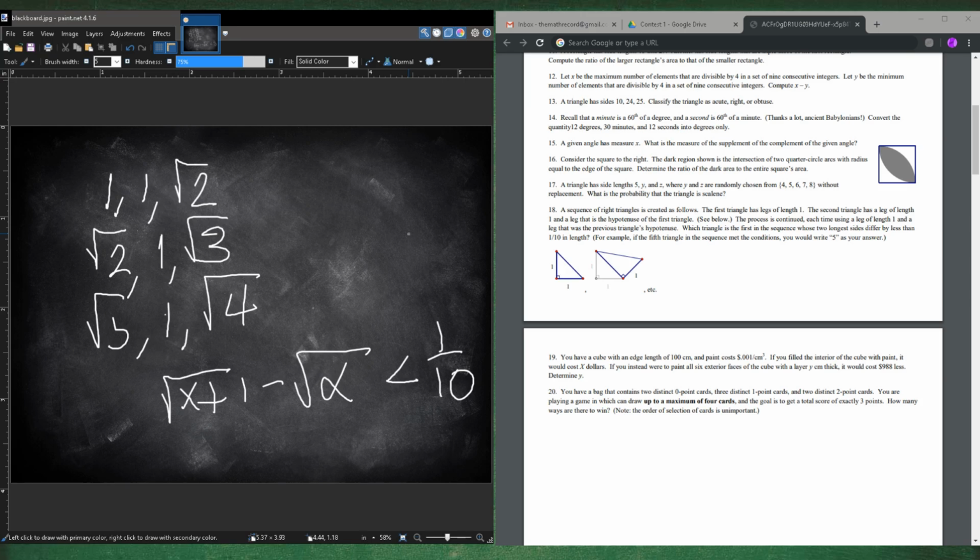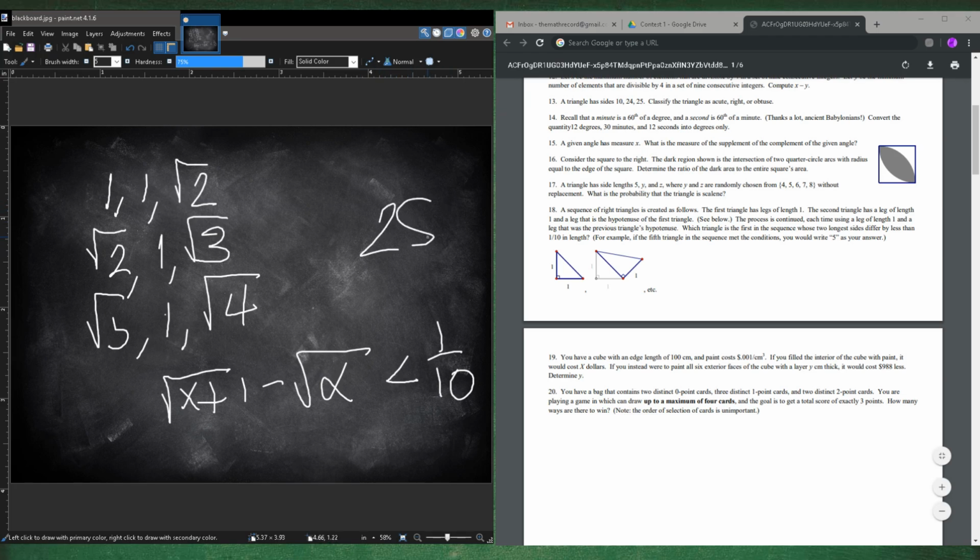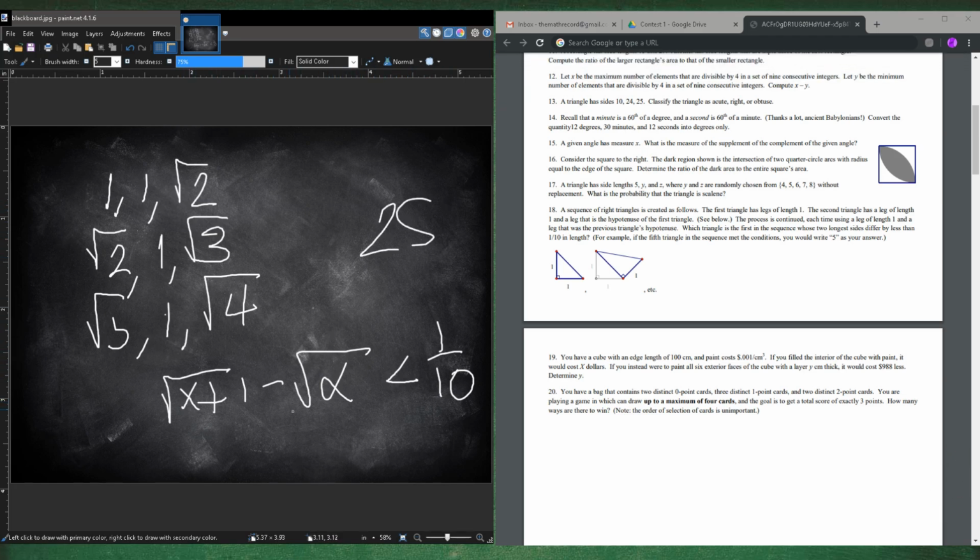So square root 29 minus square root 28. Square root 27, square root 26. Square root 26, square root 25. And then we have back to square root 25 minus square root 24. Since the first one that worked was square root 26 minus square root 25, that means the first triangle has to be the 25th, because x was 25 and that makes 26. So that was the first time it became less than 1/10.